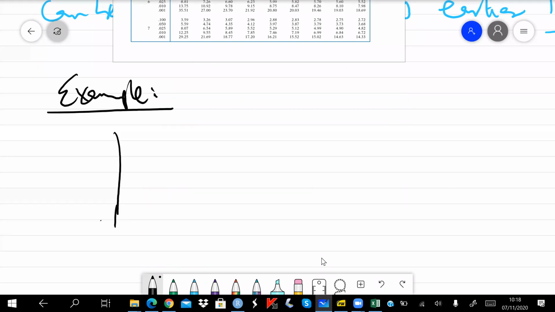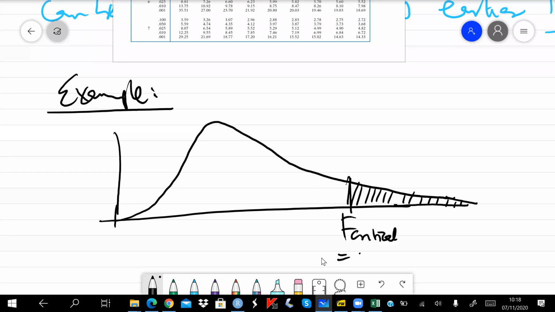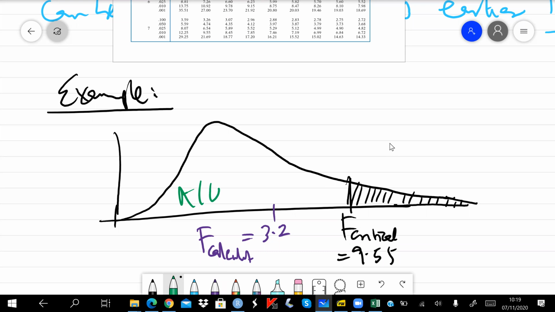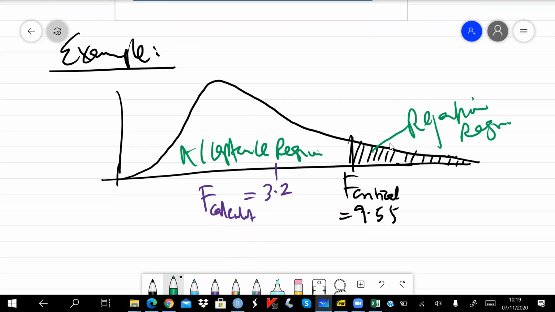So if you are to sketch that distribution, it is usually a skewed distribution like that. Okay, so this is the F critical, which is 9.55. Then you compare that with the calculated value, and the calculated value we saw is 3.21. Let's say 3.2. So the calculated value is here. This is the F calculated. So basically, this is the acceptance region, and this is the rejection region. So clearly, since F calculated falls in the acceptance region, we shall fail to reject the null hypothesis.